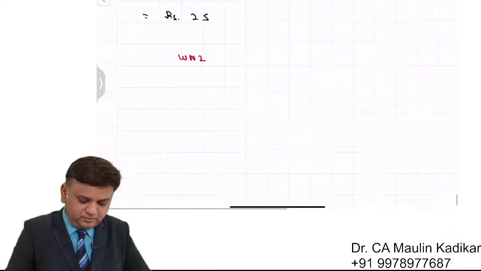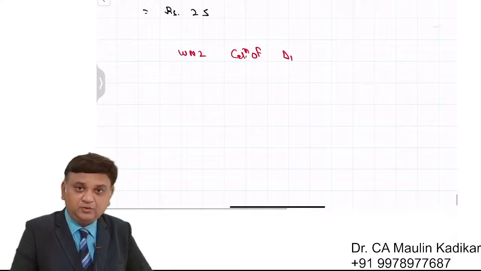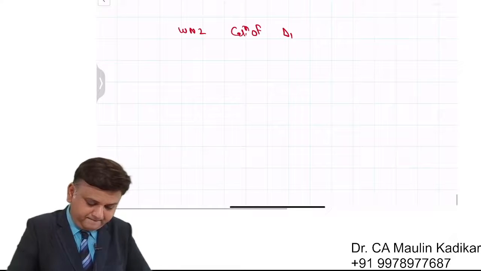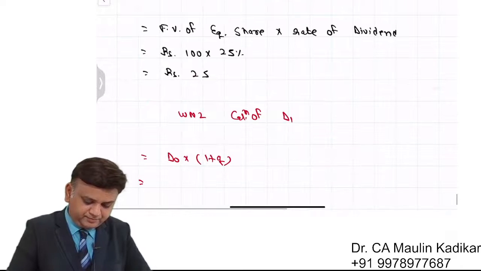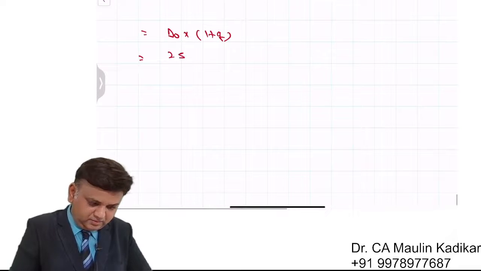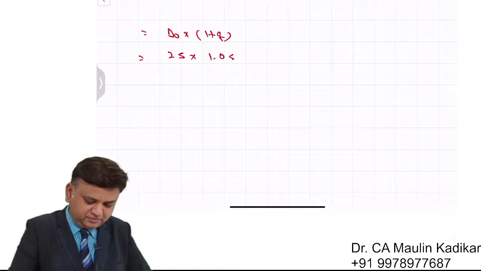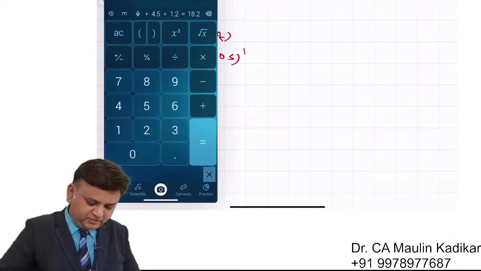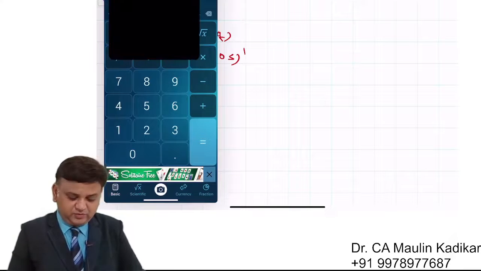Working note number 2, calculation of D1. It is D0 into 1 plus g. Last paid dividend is 25 and growth rate is provided to us as 5%. So what will happen? 25 into 1.05, 26.25.